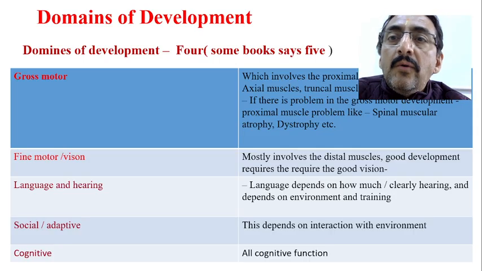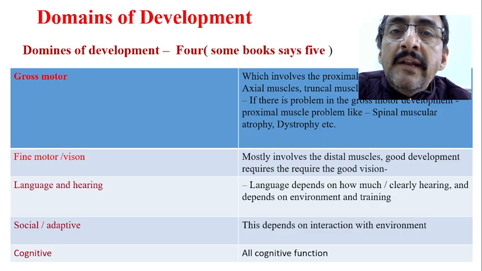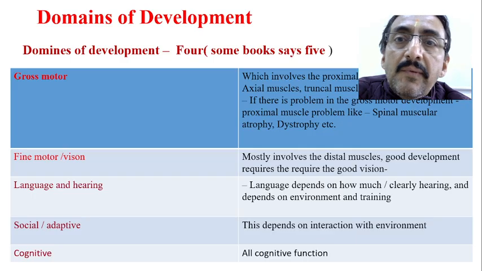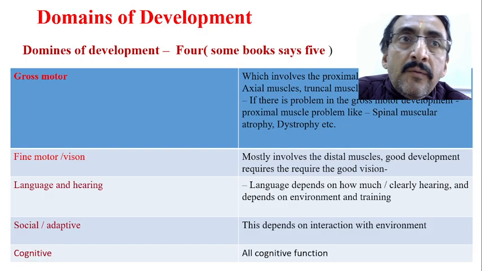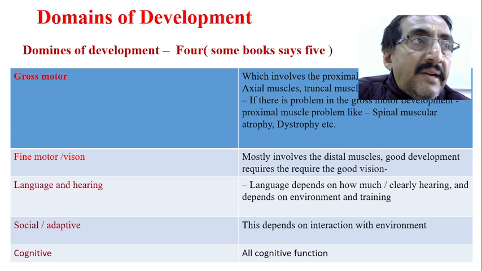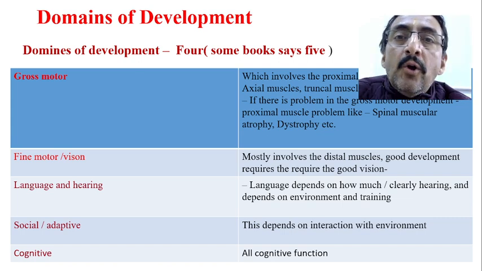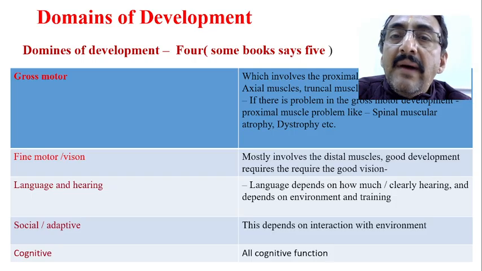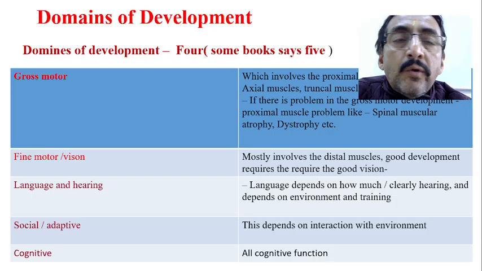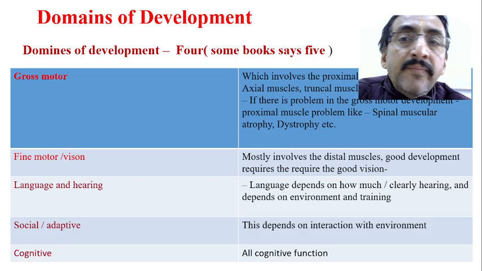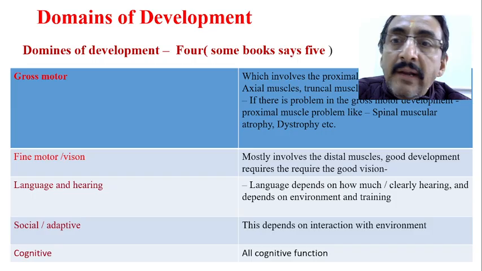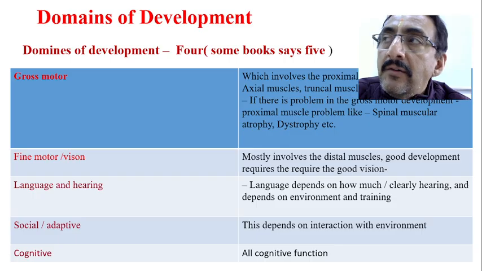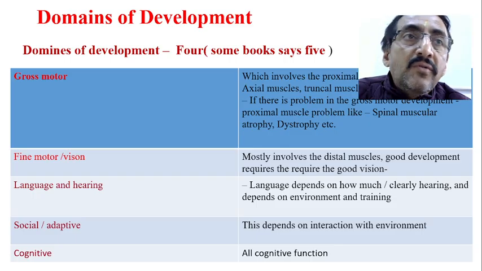So before going into the examination of development in a newborn child or in pediatric practice, first we should know on what basis we are going to assess the development. One of the best ways of assessing development is domain wise. Basically in the developmental milestones, we have 4 or 5 important developmental domains. One is the gross motor domain, another is fine motor and vision domain, language and hearing domain, social and adaptive domain, and the last one is the cognitive domain.